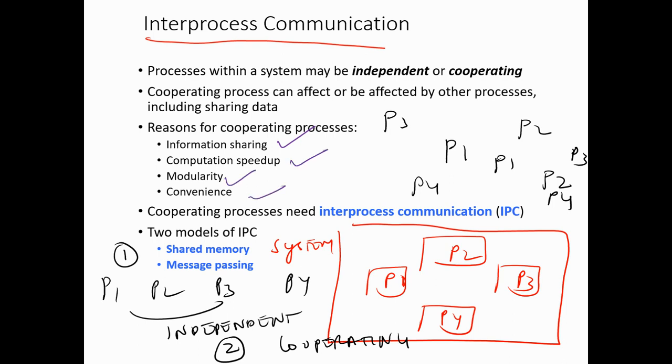So the cooperating processes are not independent of each other. We are not going to talk a lot about independent processes. We are going to talk only about cooperating processes. The cooperating processes need one thing called IPC, where IPC stands for interprocess communication. Within a system, there might be a lot of processes. How do the processes communicate with each other?